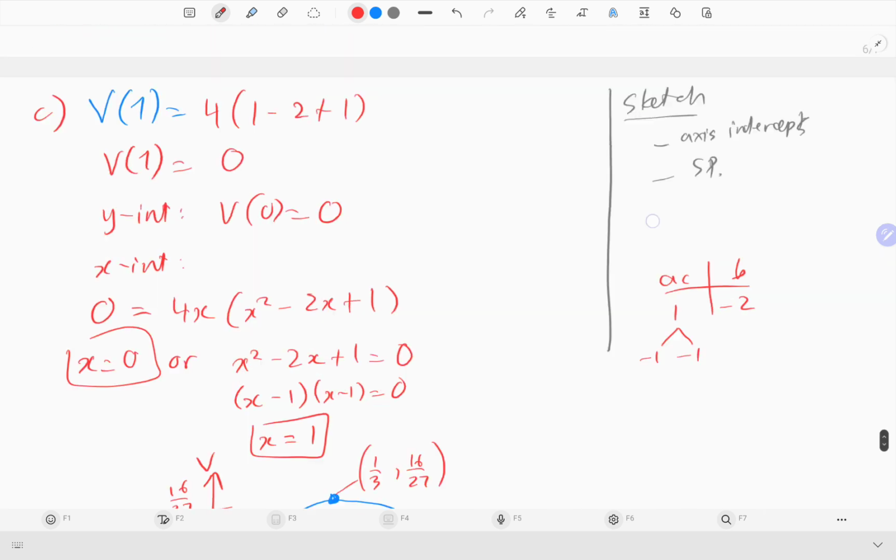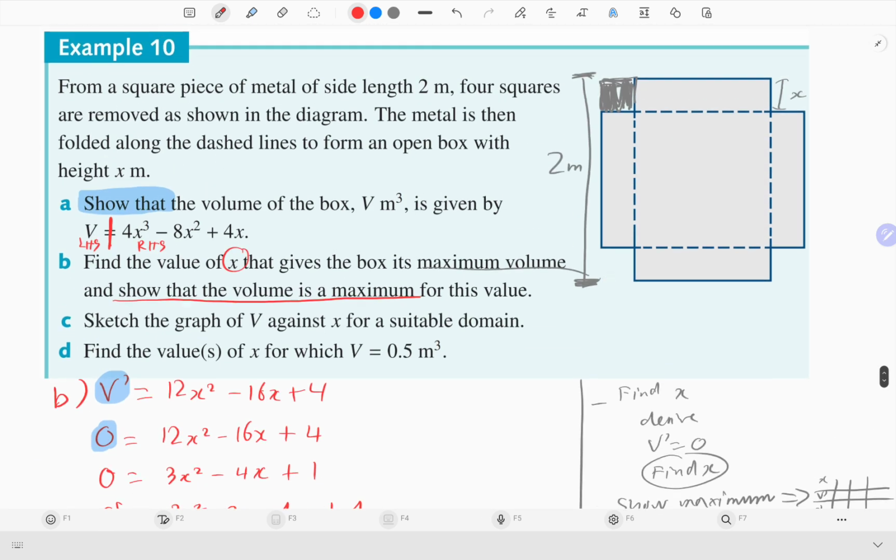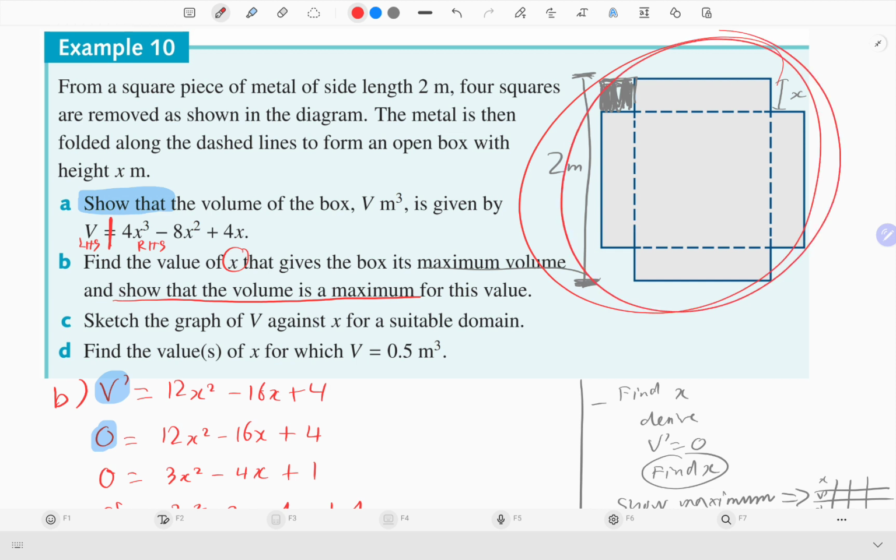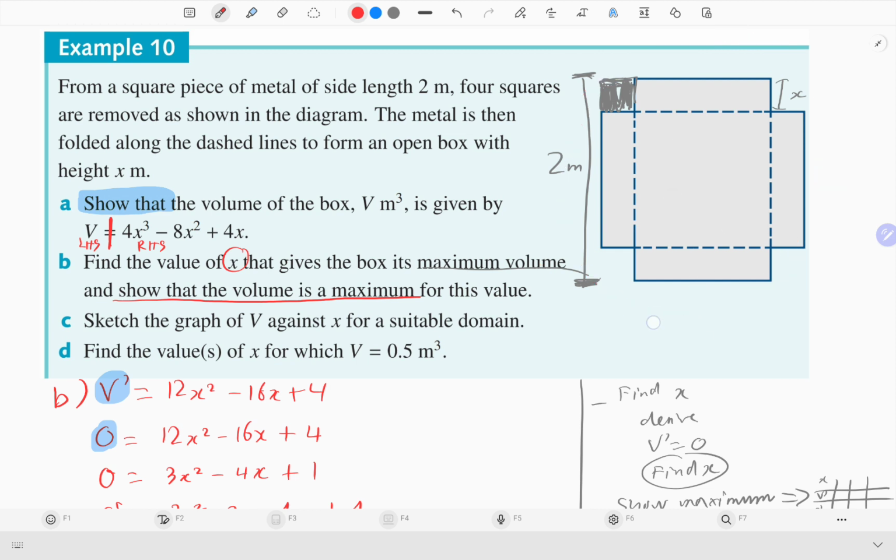And how do we calculate volume? Volume is, in this case, minus 8x squared plus 4. Like the equation, that's the volume? No. We're not looking at this equation yet. We can't use this equation. We have to look at this to calculate the volume from the shape. So if you were to fold it up, it sort of looks something like this. And the height is going to be x.